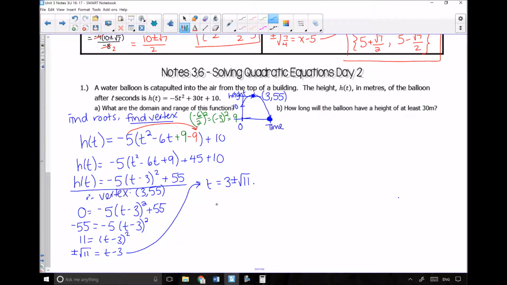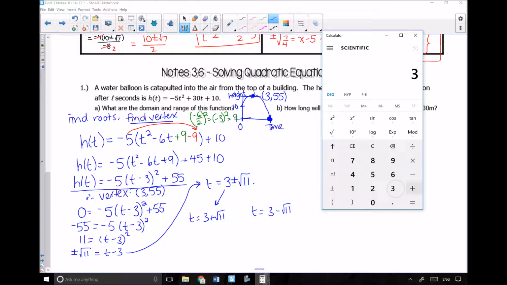So when I do that, I end up getting time is equal to 3 plus the square root of 11, and time is equal to 3 minus the square root of 11. So when I do 3 plus the square root of 11 right here, I end up getting 6.317.